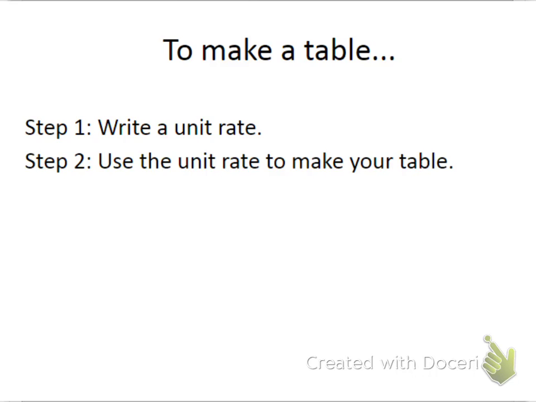In order to do that, we're going to follow these steps. To make a table, first you need to write a unit rate. Remember that unit means it has a 1 in it. So we're going to try and figure out what 1 of something is to use that ratio for the rest. Then you use the unit rate to make your table.